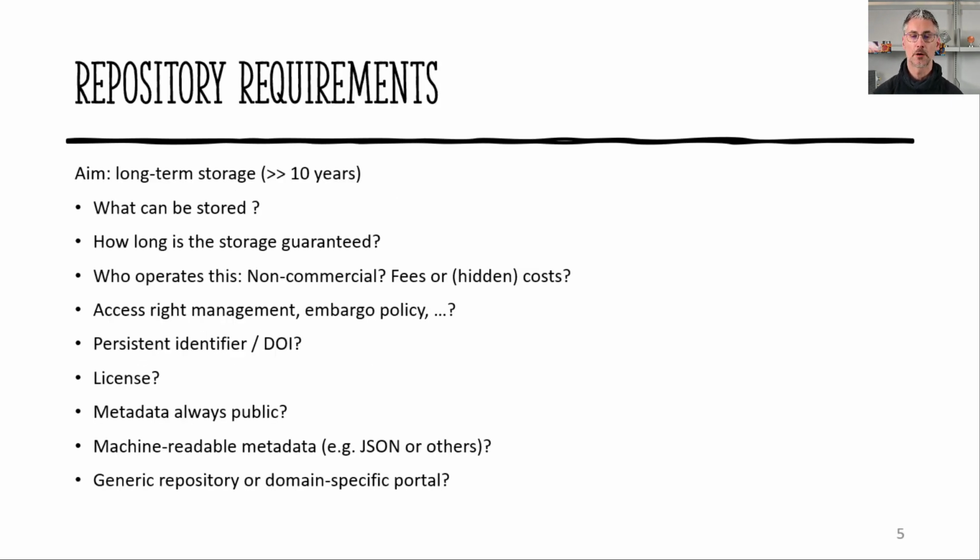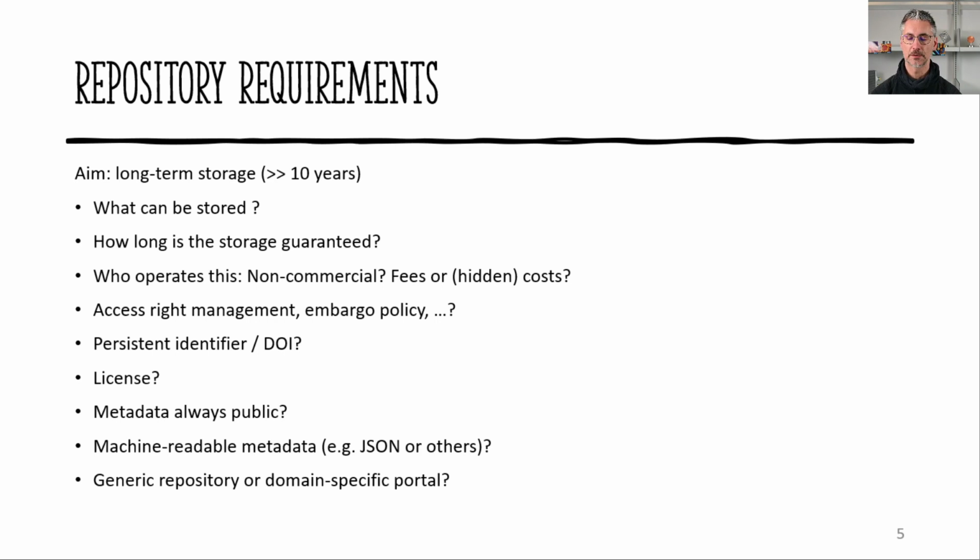Here are some questions on how we can identify such a repository. So we aim for long-term storage, so let's think a bit longer than the 10 years. What can be stored in such a repository and how long is the storage guaranteed? Who operates this? Is it a non-commercial repository? Are there any fees or hidden costs that we need to take into account? How about access rights management or embargo policies? Will the data have a persistent identifier?